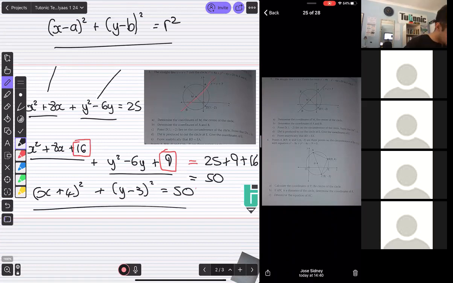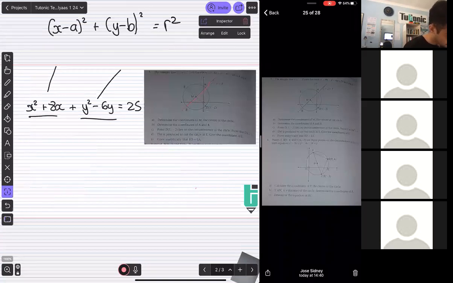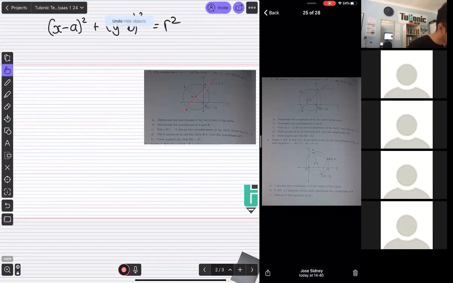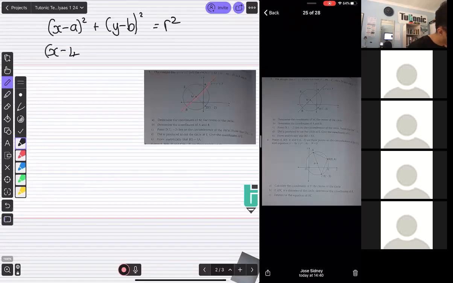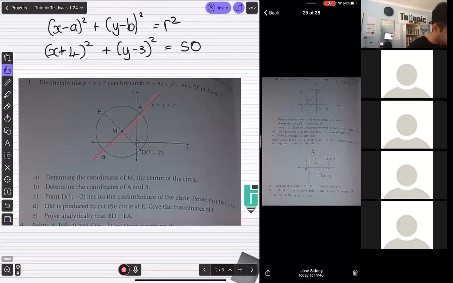Yes. Okay. So now we know the equation of the circle: x plus 4, y minus 3. So this is so powerful, to write your circle in this way. If you write your circle in this way, you know everything about the circle, because you know the center and you know the radius. What else do you need to know? If you know the center and the radius, then you can draw the circle. So let's make this bigger.